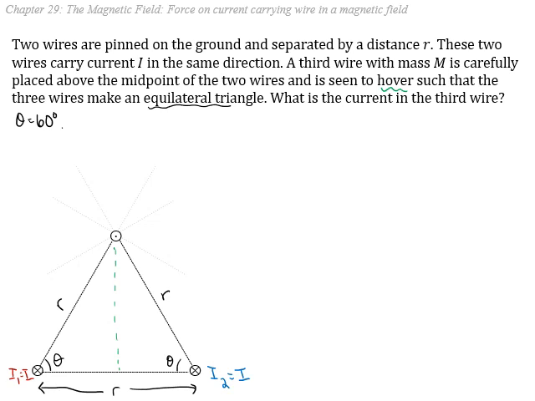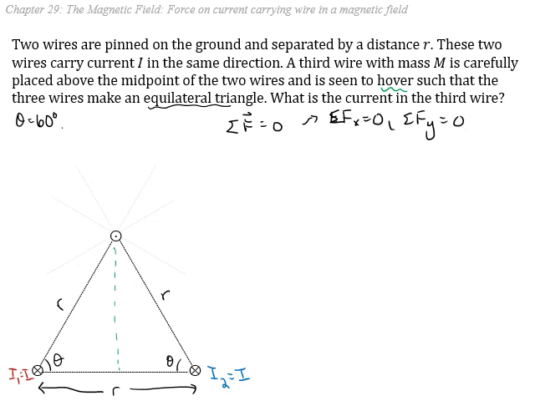Okay, what is the current in the third wire? So if it's hovering, what that's telling us is that the net force on that top wire has got to be 0. So let's write that down. Sum of the forces on that top wire equals 0. Sum of the forces in the x direction equals 0. Sum of the forces in the y direction equals 0.